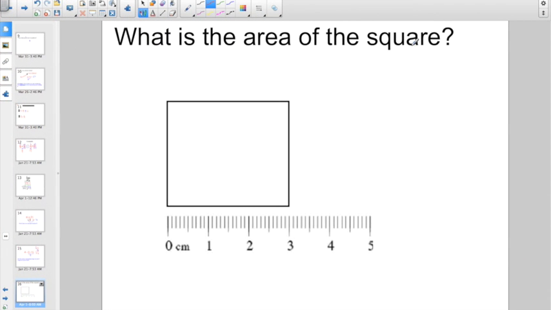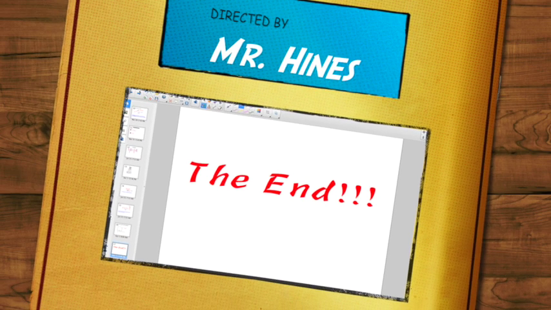What is the area of this square? Remember, area is length times width. And because this is a square, all 4 sides are the same. So if the width is 3, this length is 3. So I'm going to have to go 3 times 3, length times width, and that's going to give me 9. But what type of centimeters? Because it's area, I have to label it as 9 square centimeters, right? And that is the end.